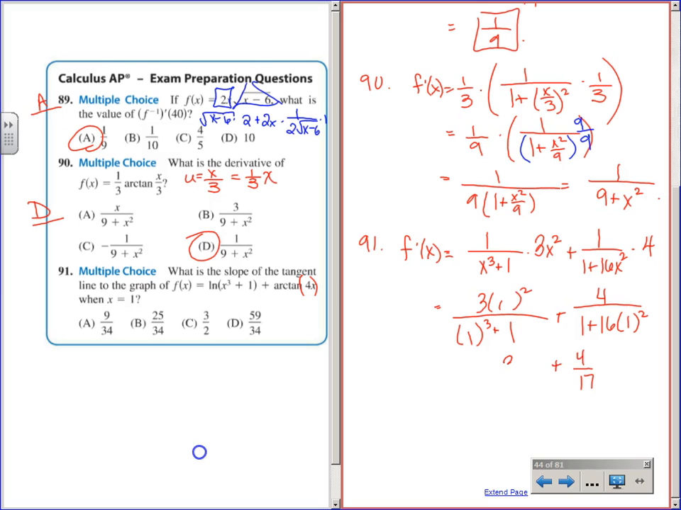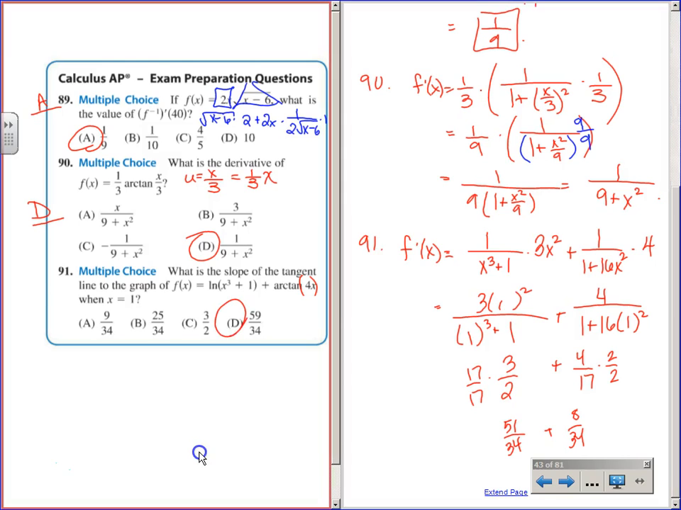Simplifying is not going to be quite as much fun, huh? Multiply this by 2 and this by 17. And if you guys are like, I'm wrong, I know I'm wrong. Wait, isn't that 34? So I have 8 34ths plus 51 34ths, which ends up being 59 34ths. Hey, look, add it up. There you go.